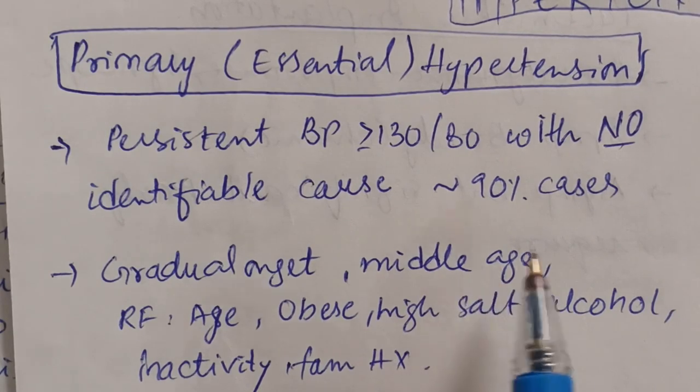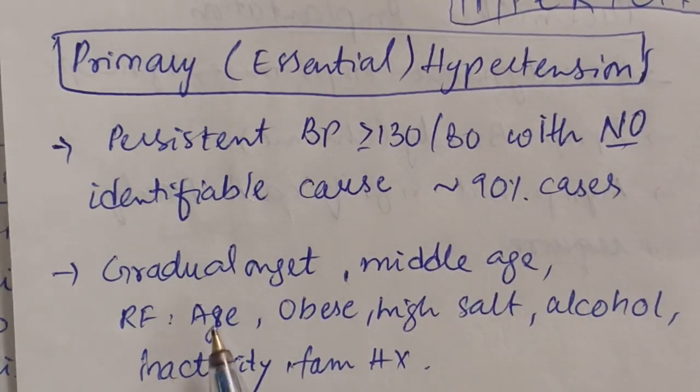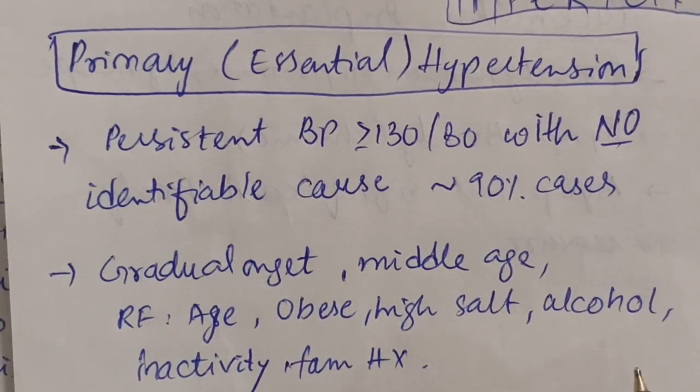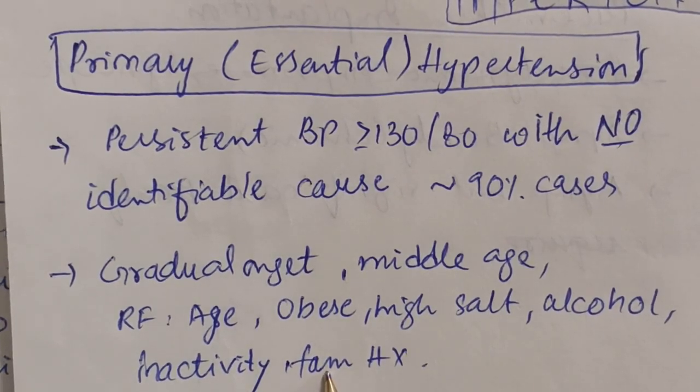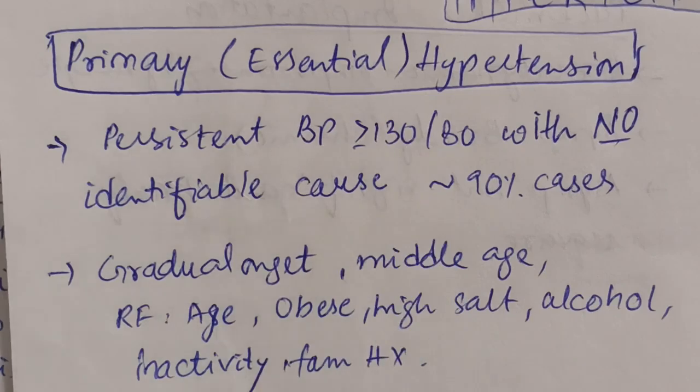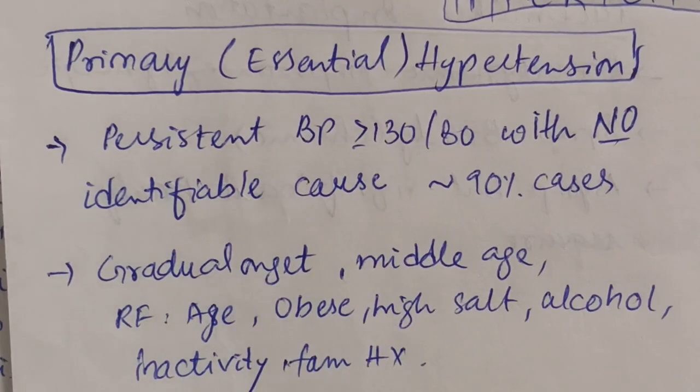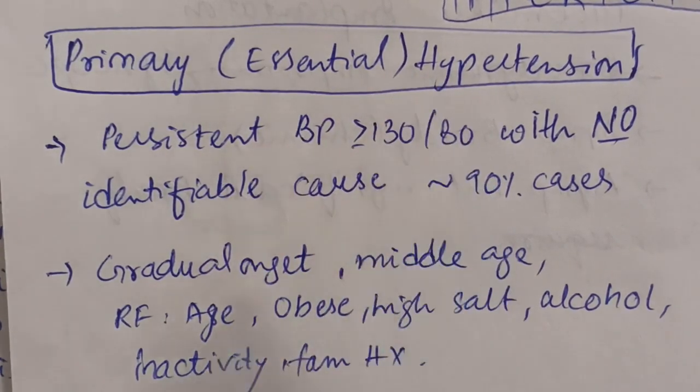The patient would be of middle age, and the risk factors for this essential hypertension are increased age, obesity, high salt intake, increased alcohol intake, inactivity, and family history. So this is the first diagnosis, and this is the diagnosis of exclusion. That is the essential hypertension.